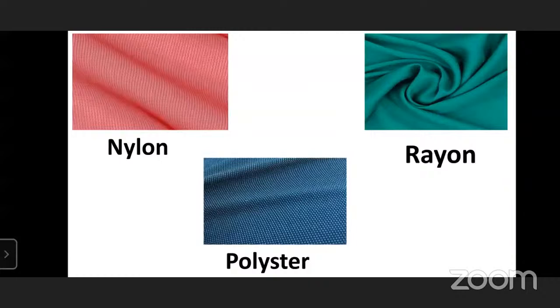See, nylon, you can see here the picture of these cloths. Nylon, rayon, and polyester. Once they are made, once the fabric is done, children, then we dye them. We give them color as we need. So this is man-made fiber, synthetic fiber: nylon, rayon, polyester. Okay, don't forget, children.